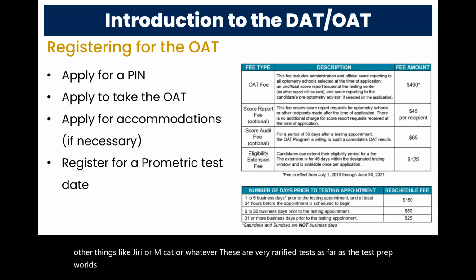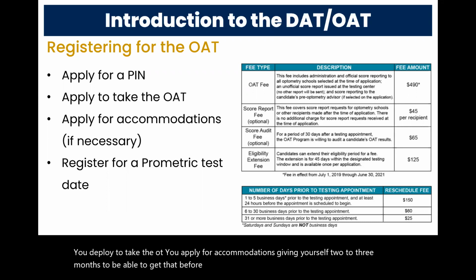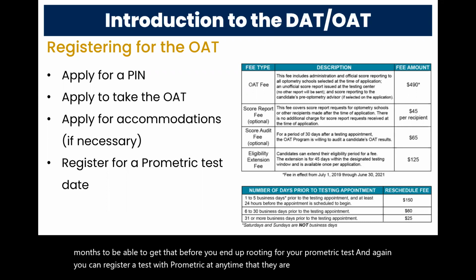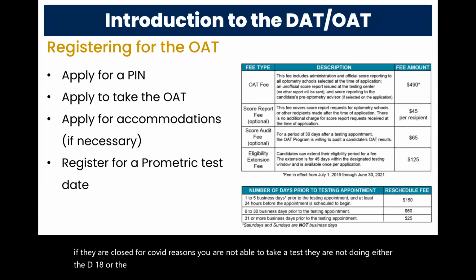But the same things apply when you're dealing with registering for the OAT. You get your PIN number, you apply to take the OAT, you apply for accommodations, giving yourself 2 to 3 months to be able to get that before you end up registering for your Prometric test. And again, you can register for a test with Prometric at any time that they're open and available for testing. If they're closed for COVID reasons, you are not able to take a test. They are not doing either the DAT nor the OAT as an online from home administration.